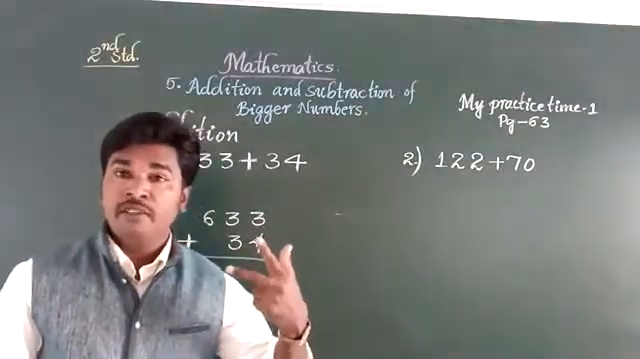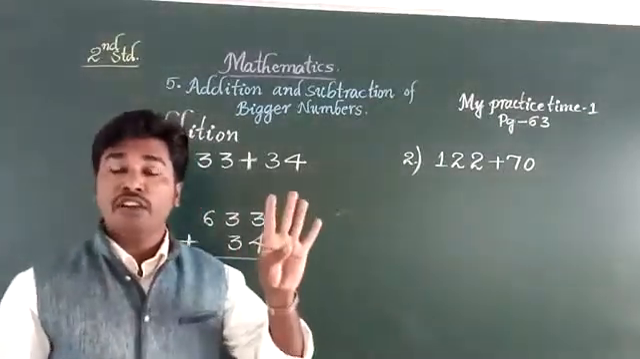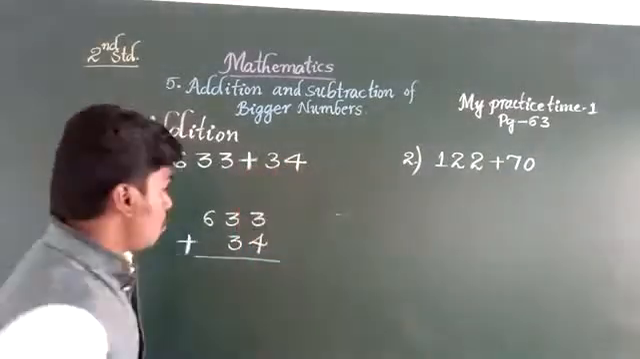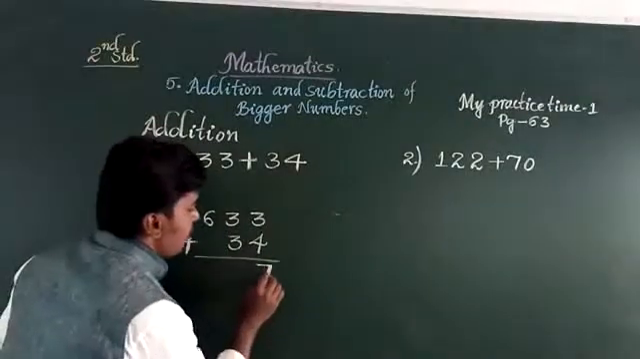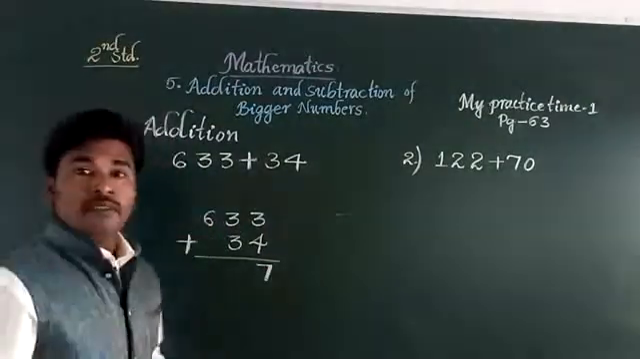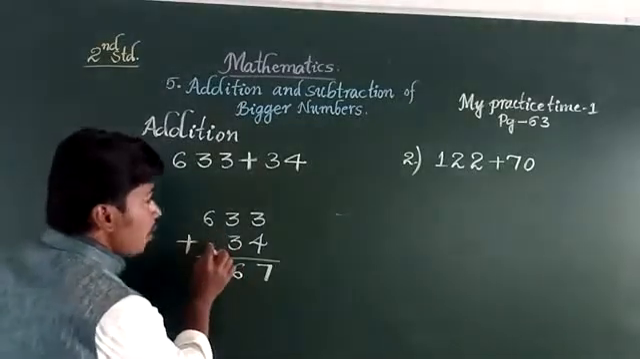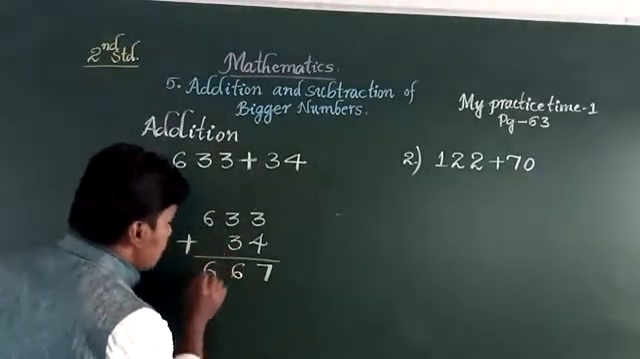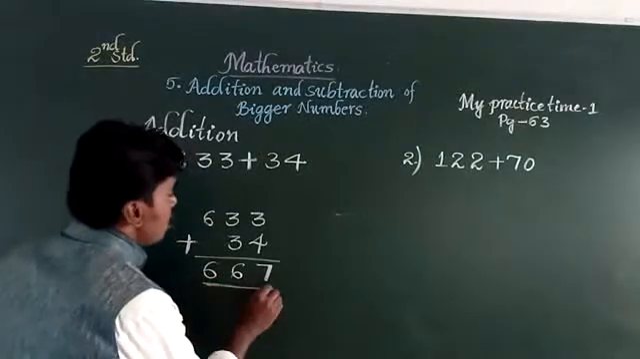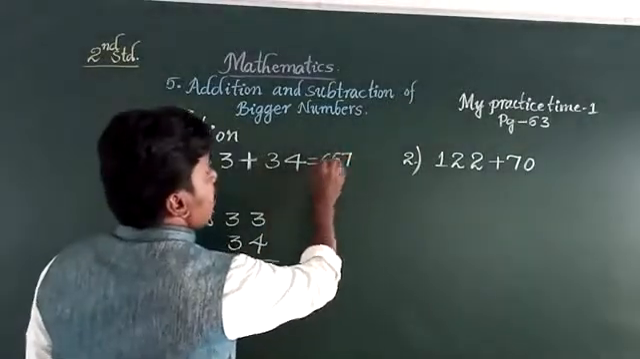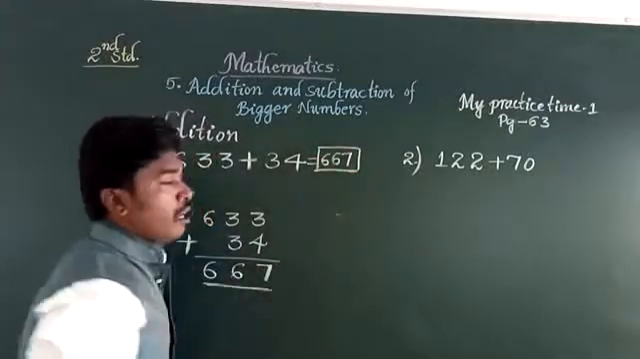Put plus because you are going to do addition. 3 plus 4. How to add? 3 is in mind, 4 is on your fingers. 3, after that 4, 5, 6, 7. So write 7 in the ones place. 3 plus 3 becomes 6. And here there is no number, so write the number as it is. Then what is the answer you are getting? 667 is the answer. Okay.